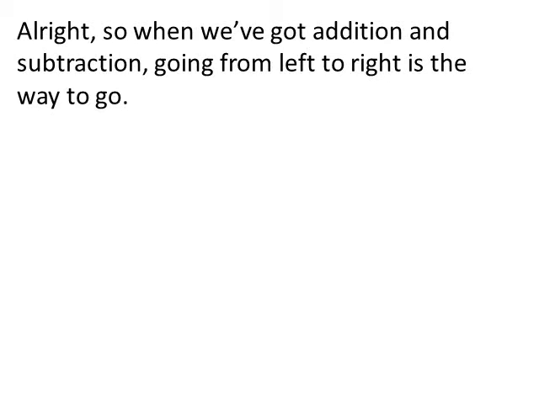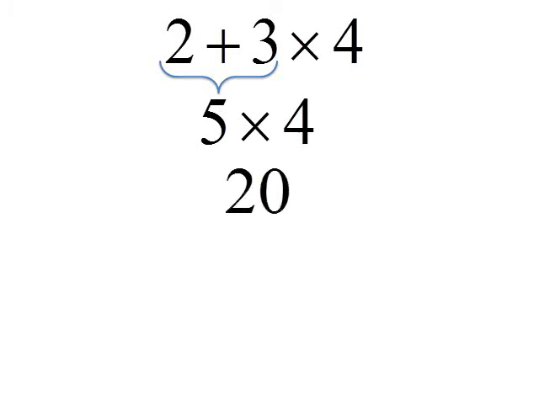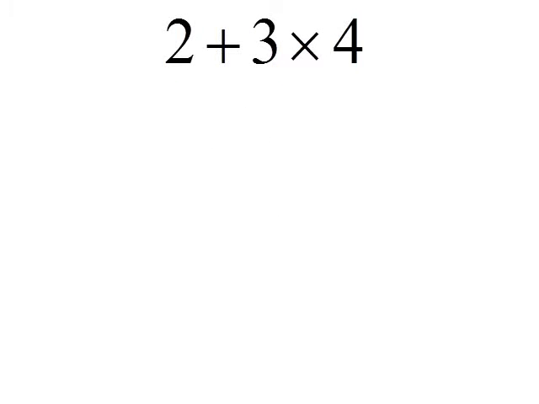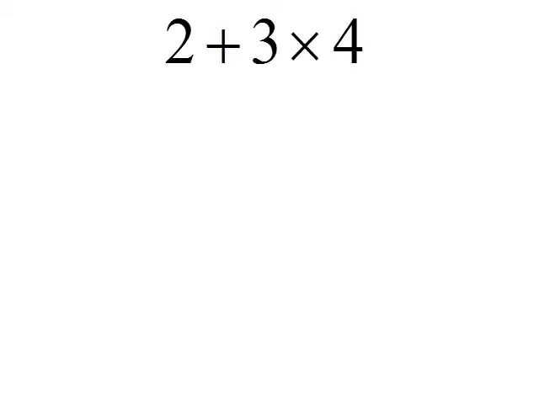Now does that apply also with multiplication? Well, let's see. 2 plus 3, that's 5. 5 times 4 is 20. Okay, 2 plus 3, or do I do 3 times 4 first? Get 12. 2 plus 12, that's 14. That's another mistake. Those are different answers. 20 is not the same as 14. So one of those is right and one of them is wrong.